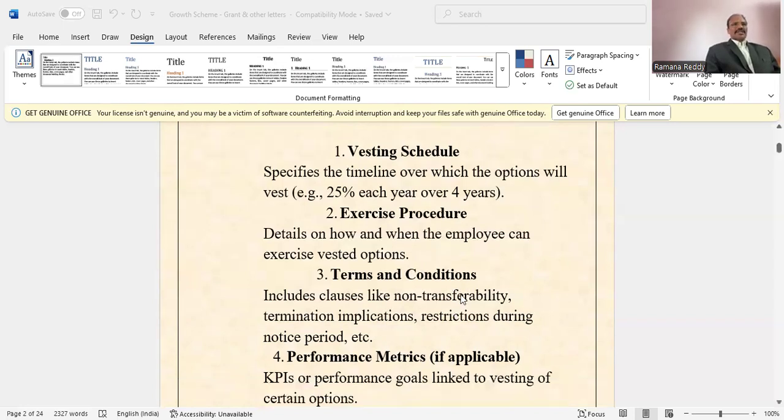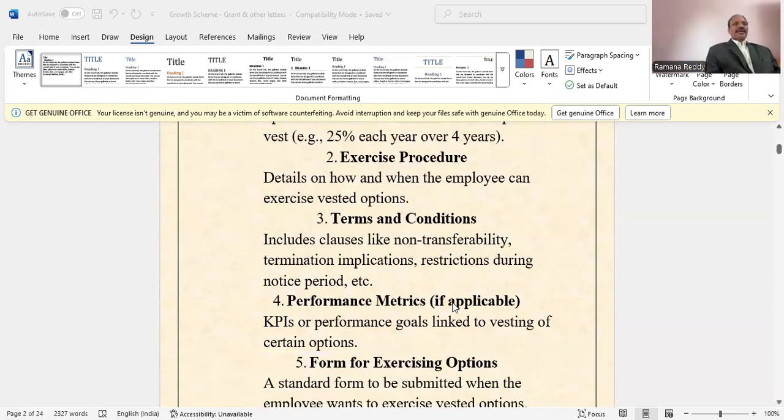Terms and conditions. This includes clauses like non-transferability, where ESOPs cannot be transferred. Termination implications: what would be the implication if an employee is terminated? Restrictions during the notice period, if the employee has given notice for resignation. All these terms and conditions shall be drafted. Performance metrics: KPIs, key performance indicators, or performance goals linked to vesting of certain options. So ESOPs linked with the performance goals.